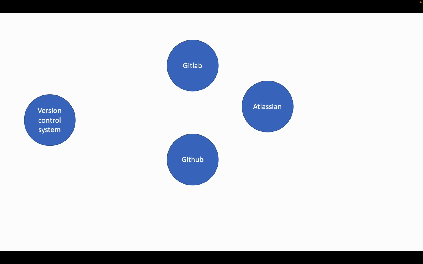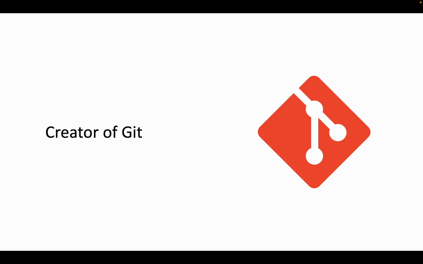Another one that is popular nowadays is Atlassian. It is from Salesforce, I think. Don't quote me on this, but this is just to give you the idea that there are many products available related to Git. Now, what is Git?